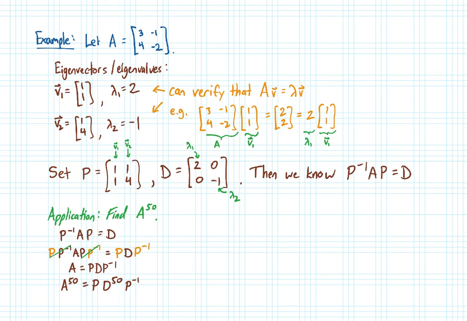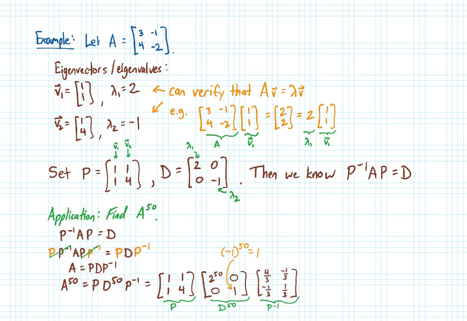And what's cool about this is that we actually know what all three of those matrices are. Of course, we know what P is, and then because D is a diagonal matrix, D to the 50 is just another diagonal matrix where the diagonal entries are the entries of D to the power of 50. And then note that minus 1 to the power of 50 is just plus 1. And then, to get P inverse, we just use the 2 by 2 inverse formula. And so now it's just a matter of multiplying these three matrices out. And when you do it, this is what you get. And there you have it. It's a nice little formula for A to the 50. It's not super quick, but it's a lot better than multiplying A times itself 50 times.